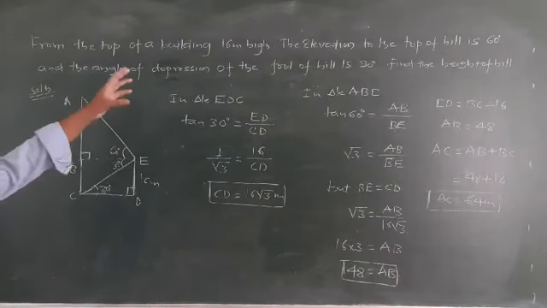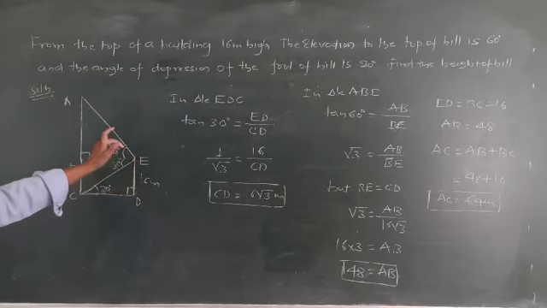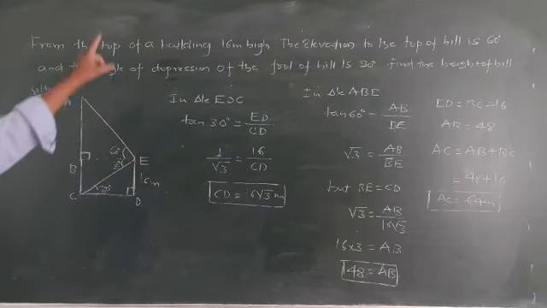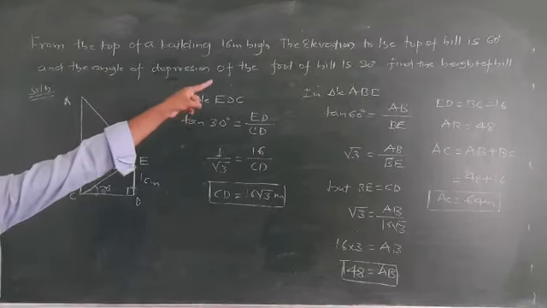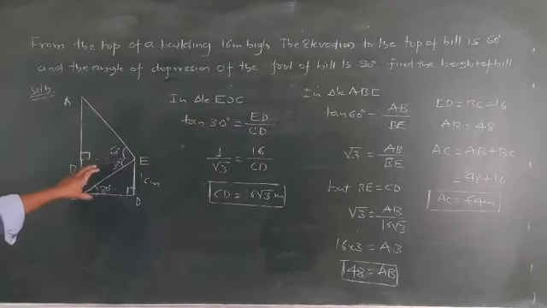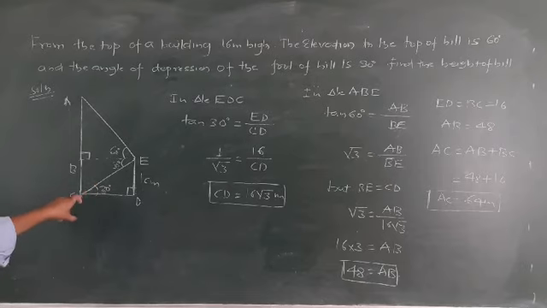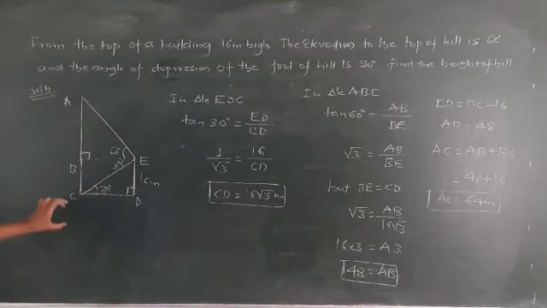From the top of a building, we have taken the building, from this top of the building, the elevation to the top of the hill is 60 degree, and the angle of depression of the foot of the hill is 30 degree. Find the height of the hill, and this AC is our total hill.